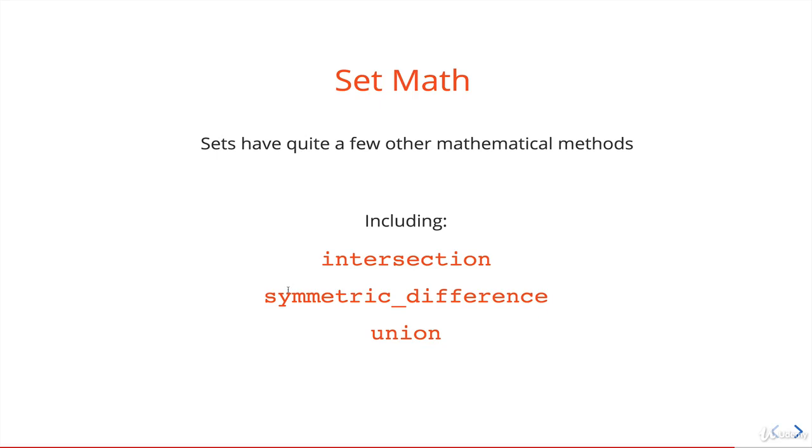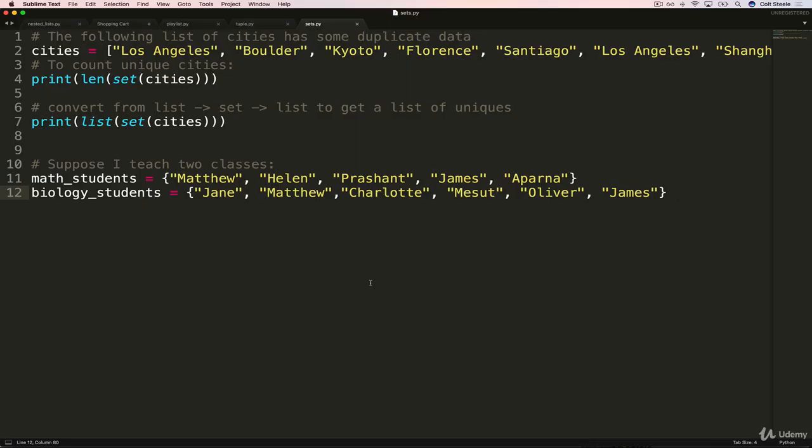So let's go to Sublime. Here I have a file. Focus on these 2 lines. Suppose that I'm a teacher in a high school or college or something, and I have 2 courses, a math course and a biology course. And I have student names as a set for each one. This does assume, by the way, that the students have unique first names. There could be 2 Matthews or 2 Janes or something. We're not going to worry about that for now. So these are all my students.